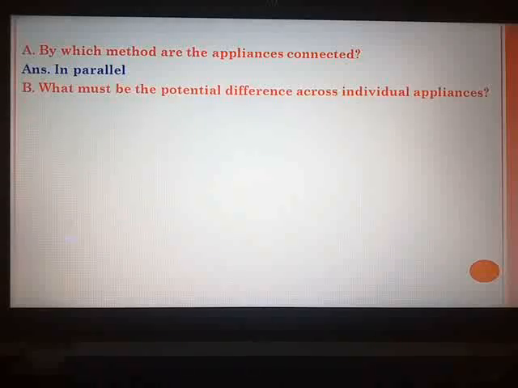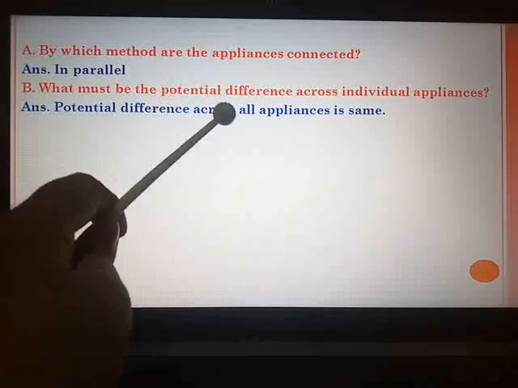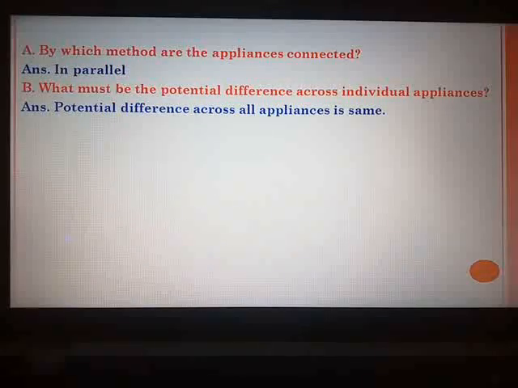Next one, what must be the potential difference across the individual appliances? Now you know, when the appliances are connected in parallel, the potential difference is constant, it is the same. So the answer is the potential difference across all appliances is the same. These are application based answers, because they are based on the derivation which we have studied when the appliances are connected in series or in parallel.